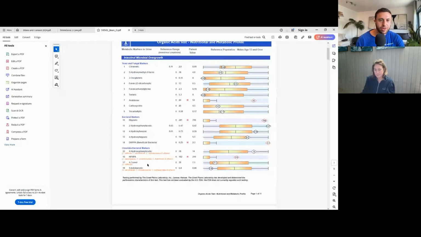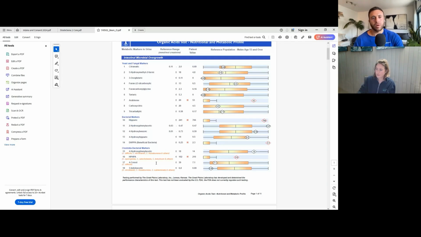And you think 4-cresol is the best marker out of these Clostridium markers? Yeah. So 4-cresol is very specific for Clostridium difficile, which is a pathogenic Clostridia. There's no other Clostridia bacteria, as far as I'm aware, that produces 4-cresol. So it's very specific. Whereas with HPHPA, as you can see, there are a lot of different Clostridia species that can produce that. You just don't want it to be overgrown. It's all about balance.